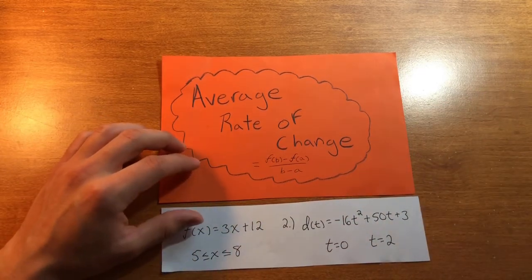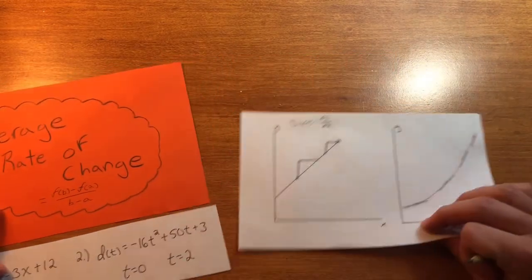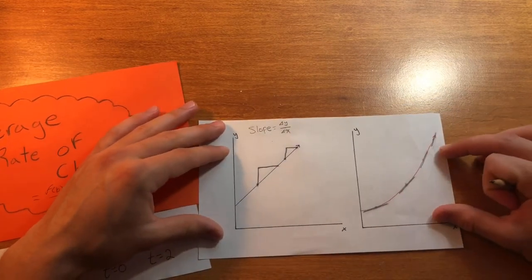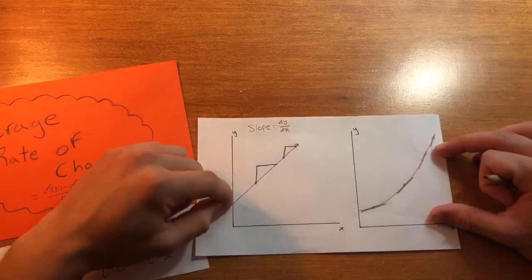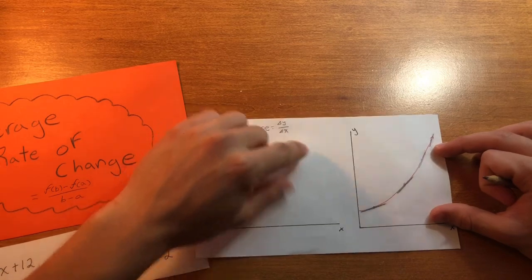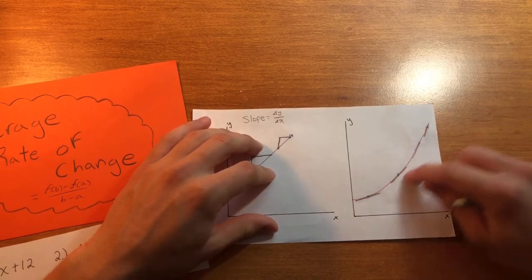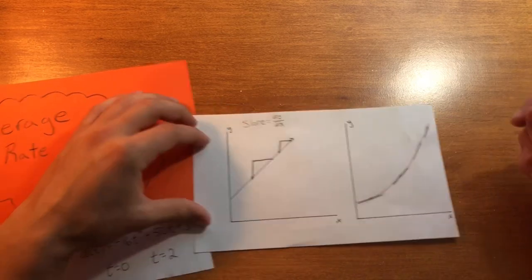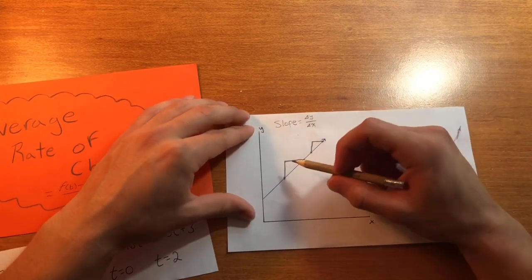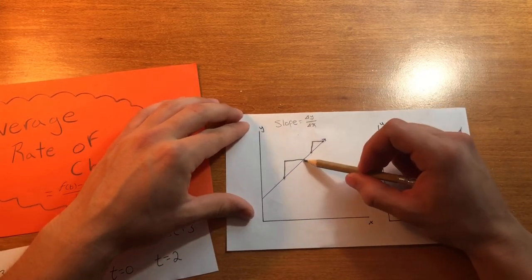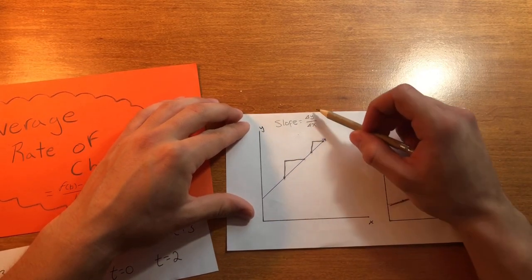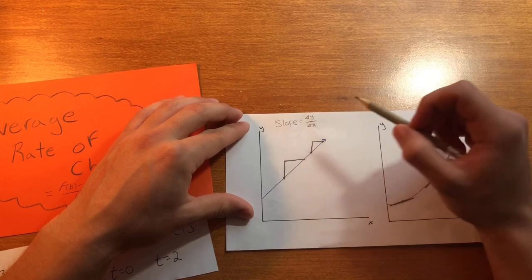But why is average rate of change important? Why might it be useful to us? Well, if we look at two different graphs, this graph is of a straight line, and this is more of a curve, not a straight line. If I were to ask you to find the rate of change or the slope from this point to this point on this straight line, you would say that's the change of y over the change of x.